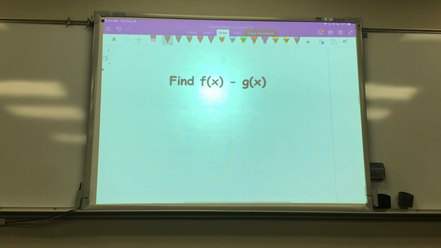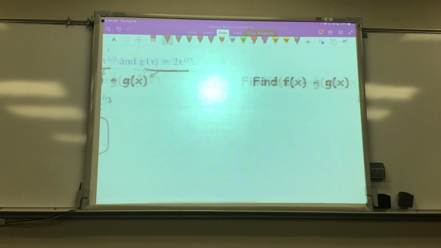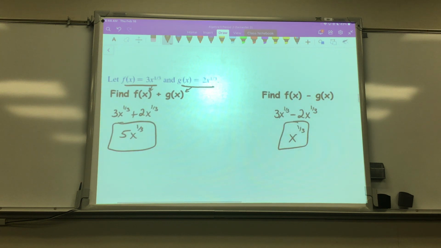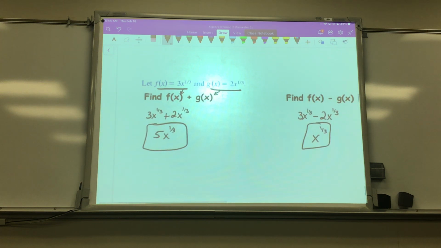Okay, so f of x minus g of x: 3x to the 1/3 minus 2x to the 1/3. We're still dealing with the same functions, and they were like terms before, right? They're still like terms. Now you are just subtracting, which would give me x to the 1/3. Questions on those?